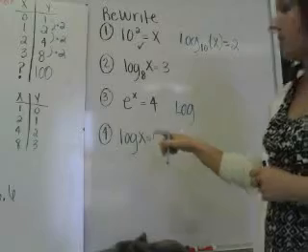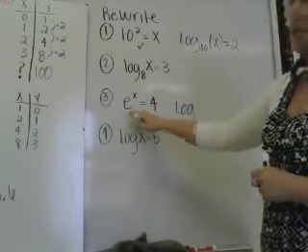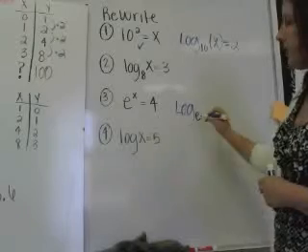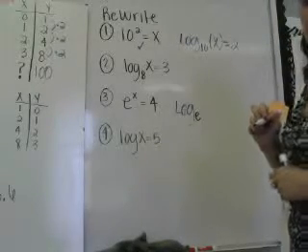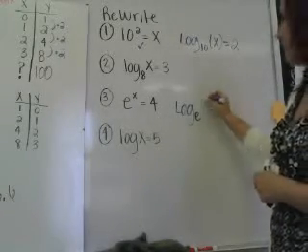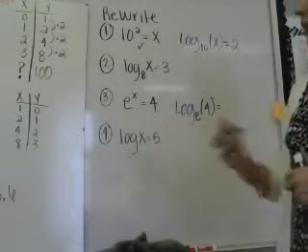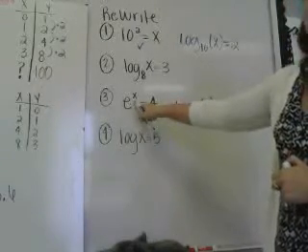All right, let's do the same thing with number 3. The first thing I'm going to do is recognize that my base is e. So I'm going to go ahead and put that as my base. And your answer is your argument. The goal is to get your exponent by itself.